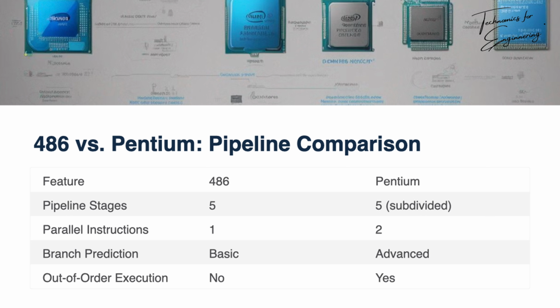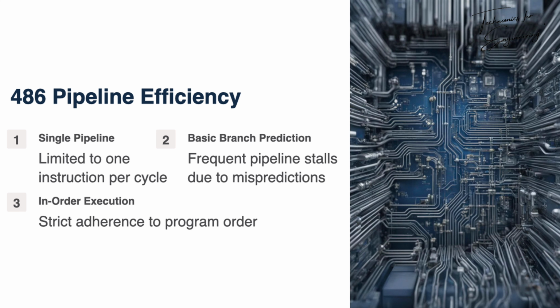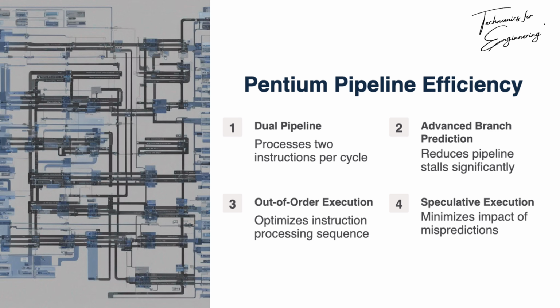The 486 processor's 5-stage pipeline significantly improved instruction processing speed, but its limitations, such as basic branch prediction and single pipeline structure, constrained its performance. The inability to handle multiple instructions simultaneously and frequent pipeline stalls due to incorrect branch predictions were major drawbacks. In contrast, the Pentium processor's dual pipeline architecture, coupled with advanced technologies like advanced branch prediction, speculative execution, out-of-order execution, dynamic execution, and superpipeline technology, allowed for a far more efficient and powerful pipeline.